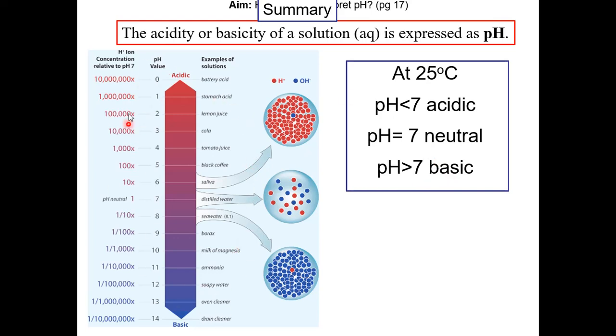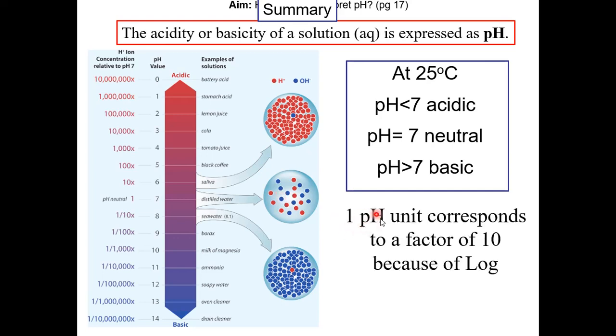As you can see on this pH scale, when something is acidic, there's a higher concentration of H plus ions. When something is basic, there's a higher concentration of hydroxide ions. And when it's neutral, there's equal concentration of H plus and hydroxide. One pH unit corresponds to a factor of 10 because of logarithms. This concludes the video lesson.